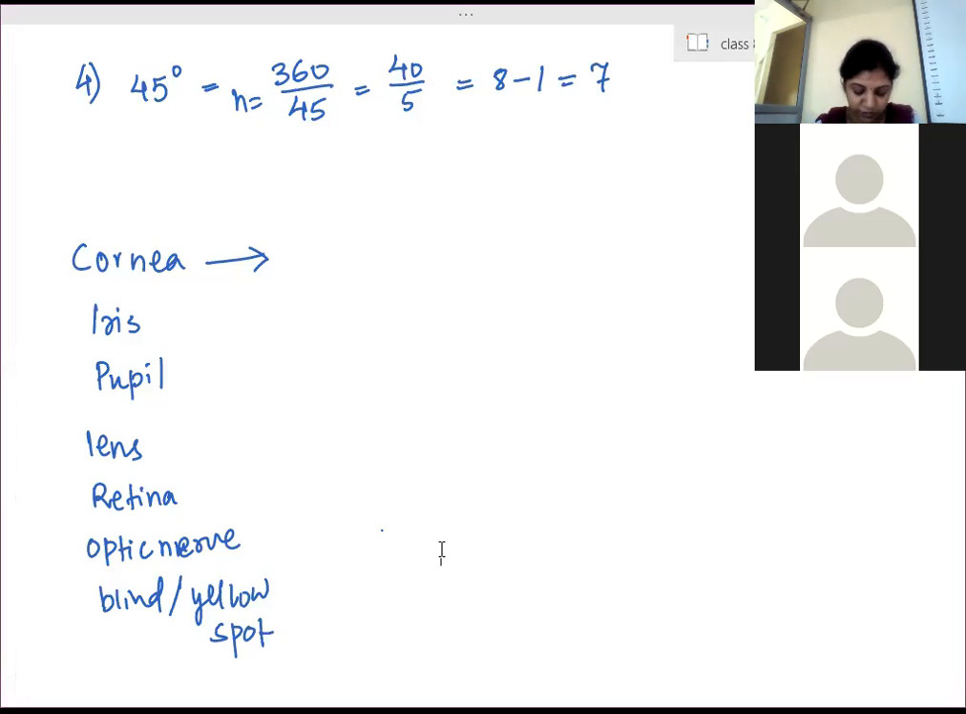That is called persistence of vision. And then what is the difference between real and virtual images?